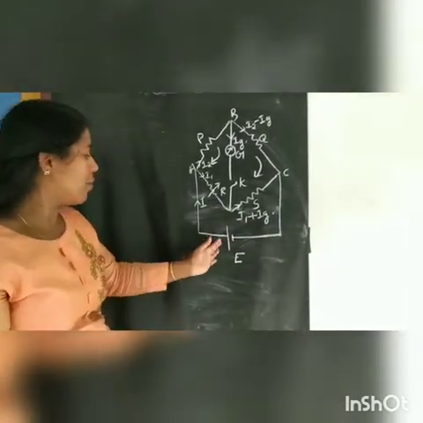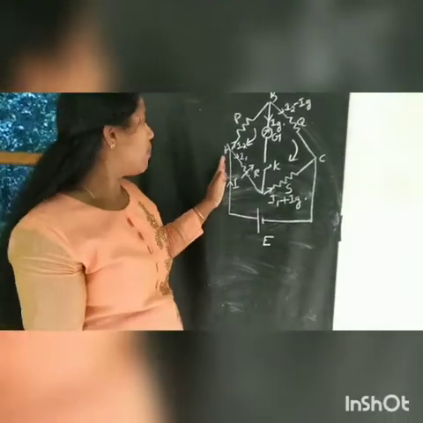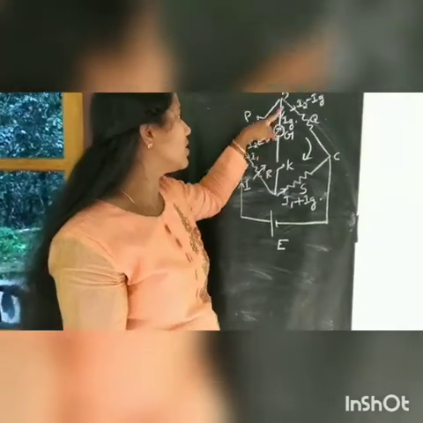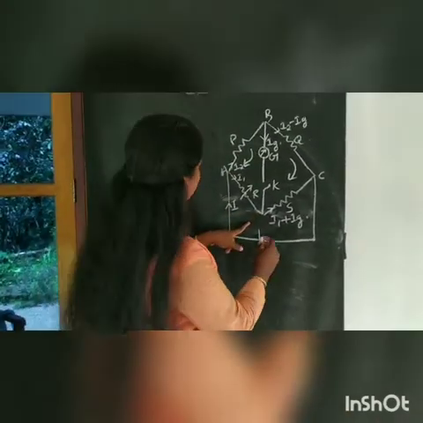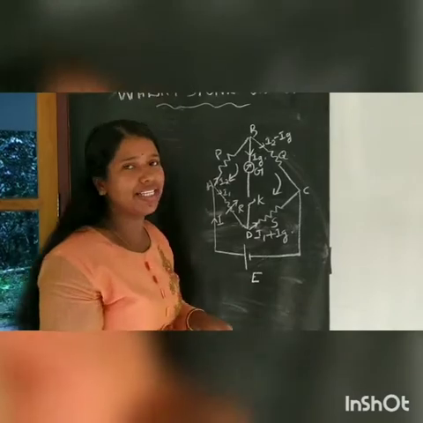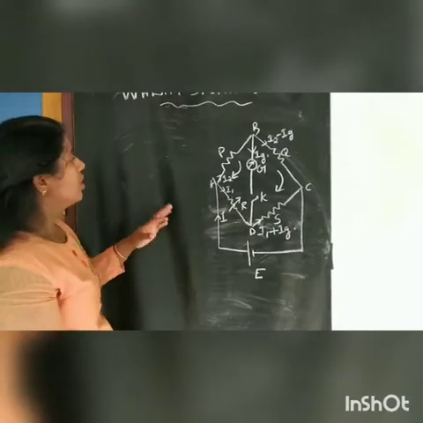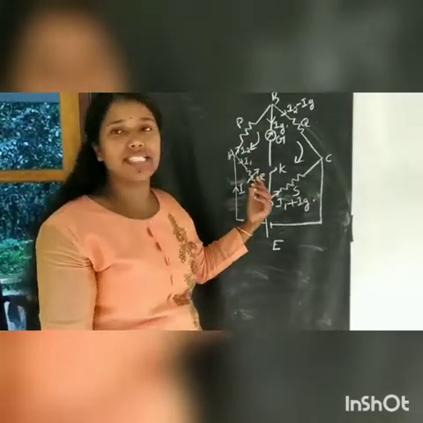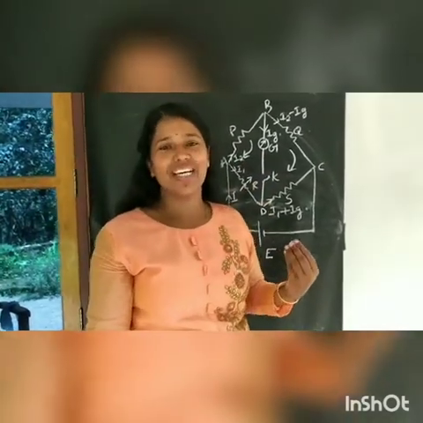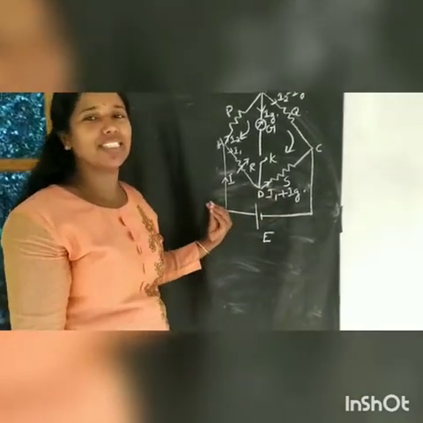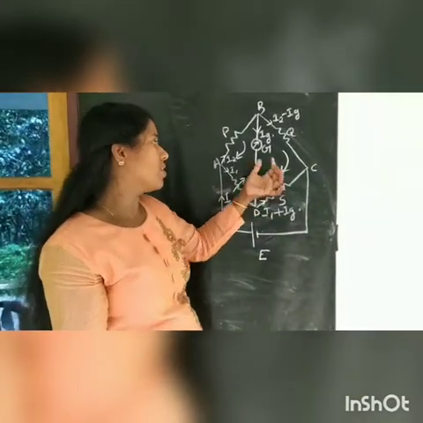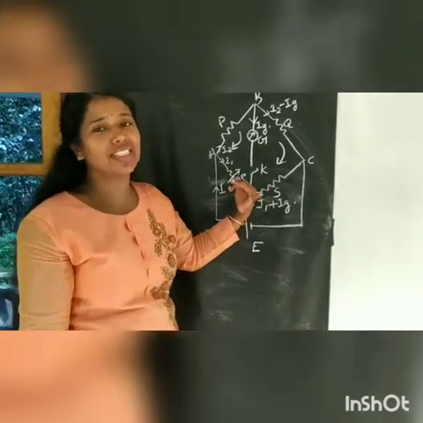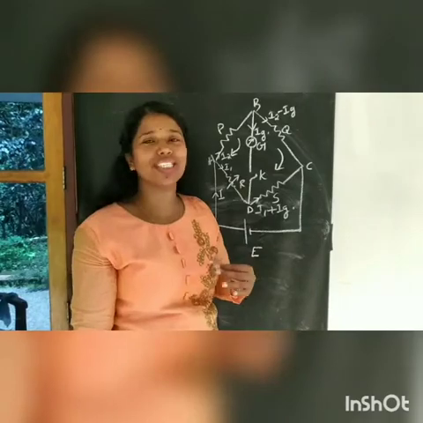The cell of EMF E is connected between A and C. Then the galvanometer is connected between B and D. We can adjust this variable resistor. When the key is closed, current passes through the circuit, and the galvanometer shows deflection.